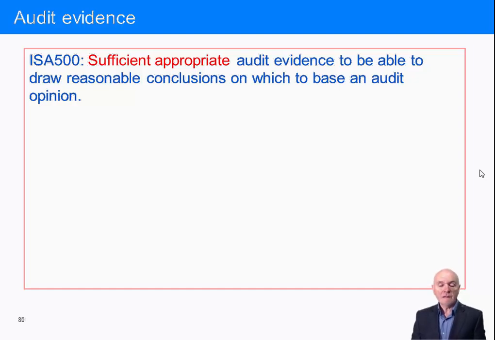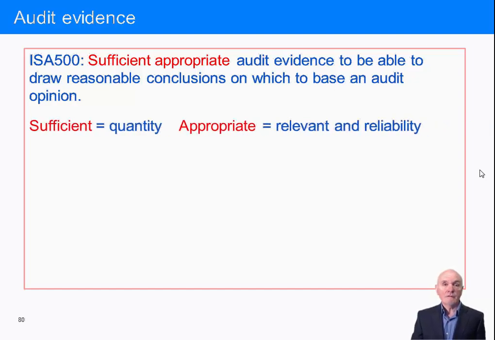First of all, we need sufficient appropriate audit evidence to be able to draw reasonable conclusions. Sufficient, appropriate. And we may have mentioned before what those words mean. Sufficient is really a quantity of evidence, that we have collected enough evidence. We have looked maybe at enough pay slips, enough sales invoices, enough overtime claims, or enough purchase invoices to make sure they've been posted to the right accounts in the nominal ledger and so on.